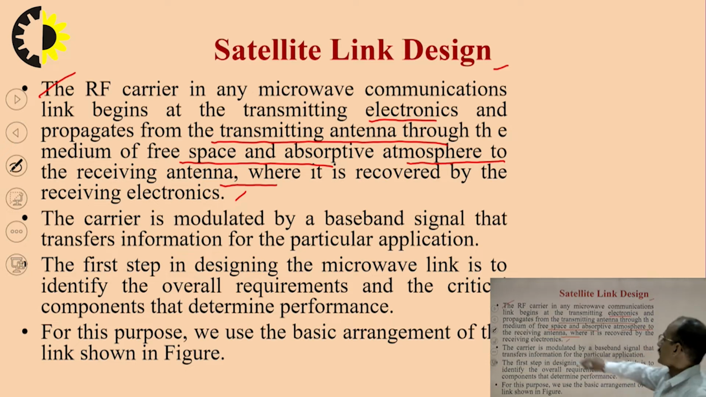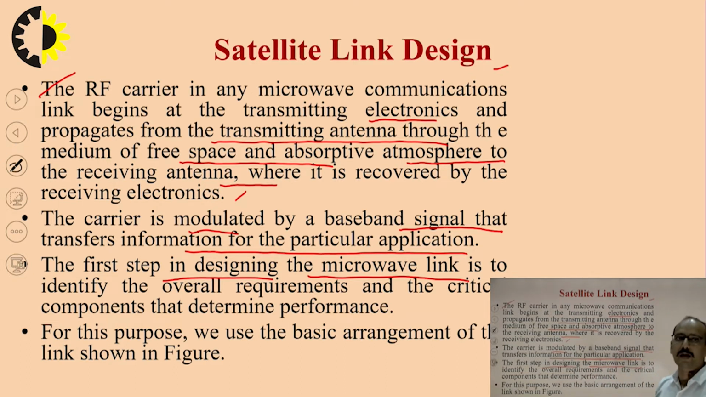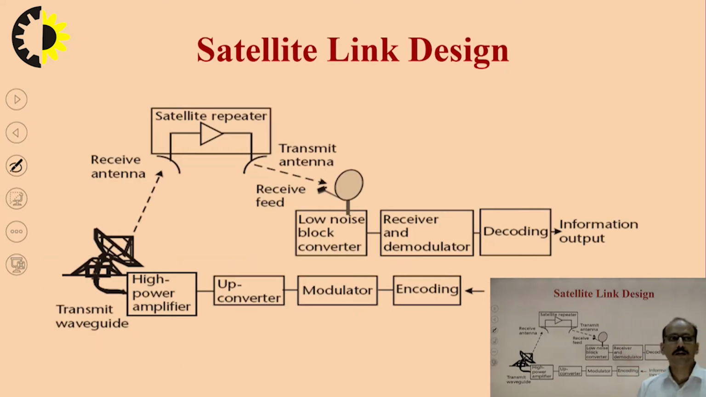Now the carrier is modulated by a baseband signal so that it transfers information for the particular application. Also, the first step in designing the microwave link, because all are in the gigahertz range and the gigahertz range represents a microwave link, is to identify the overall requirements and the critical components that determine performance. So for this purpose we use the basic arrangement for the link shown in this figure. So this is the diagram.